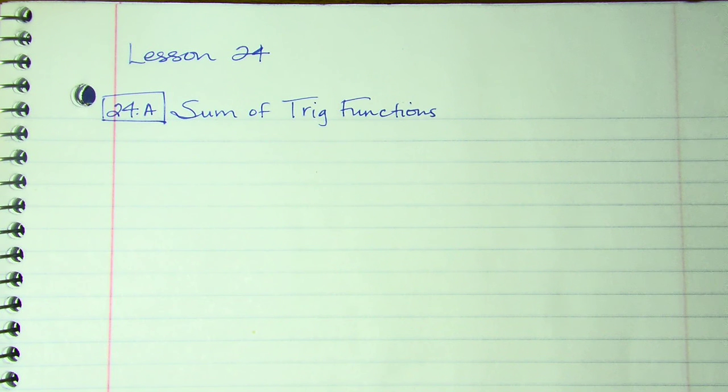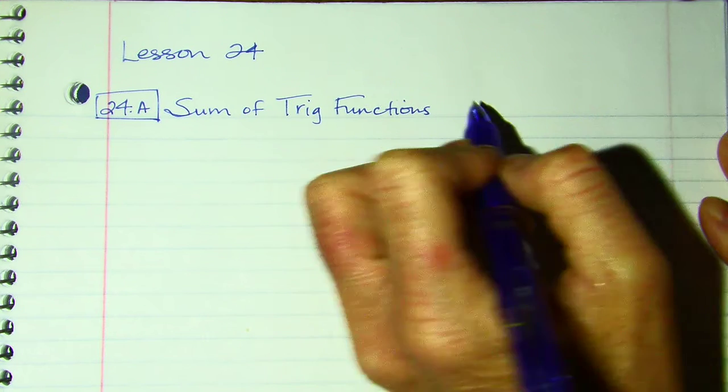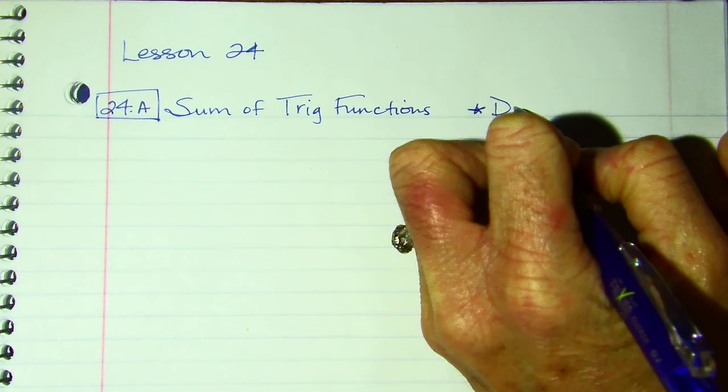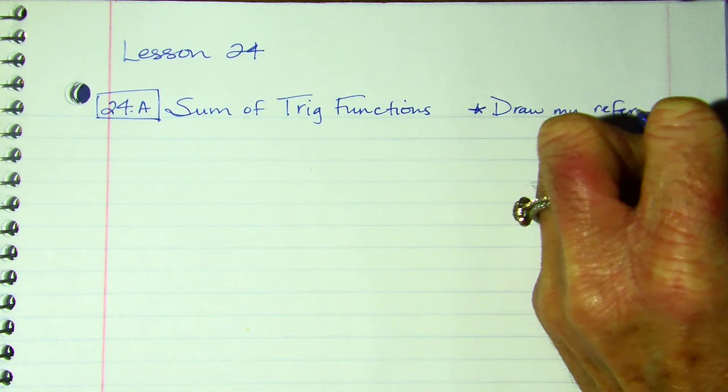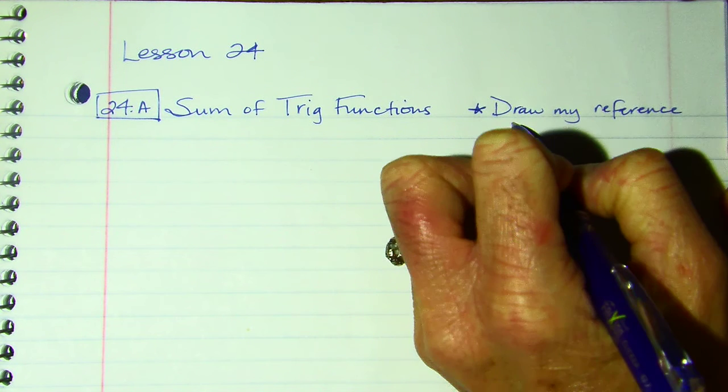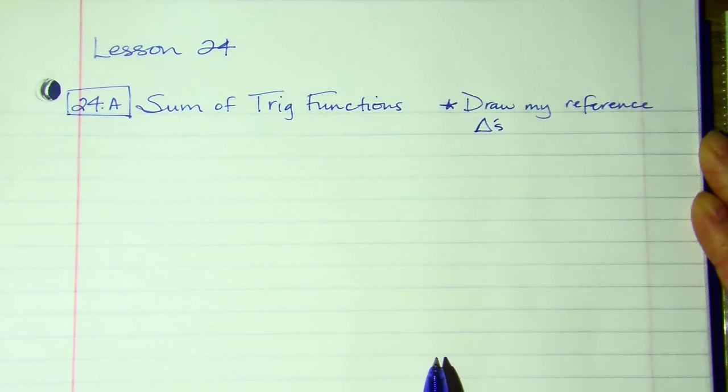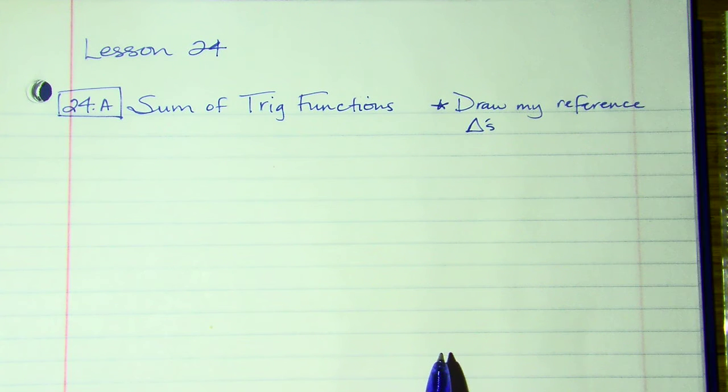And we're going to be going over lesson 24, and there's two parts, 24.A and 24.B. So 24.A is on the sum of trig functions. So the first thing I'm going to do is draw my reference triangles. Okay, so you should have them drawn as well. You can draw them one time.